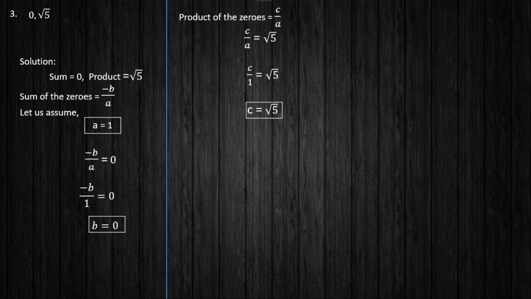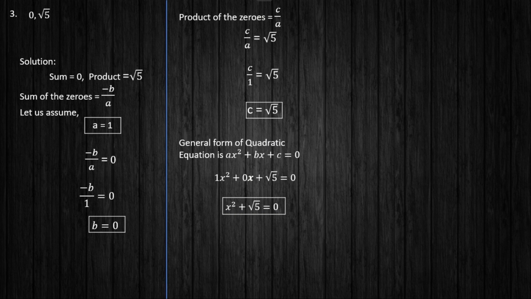Now we need to write the formula for the quadratic equation, that is the general form, ax square plus bx plus c. Now we need to substitute the coefficient a, b and c values into the general form. So the equation will become 1x square plus 0x plus root 5 is equal to 0. Since the middle term is 0, we can even reject the term. So the answer will become plainly x square plus root 5 is equal to 0. This is the quadratic polynomial we obtained for the given question 0, root 5.